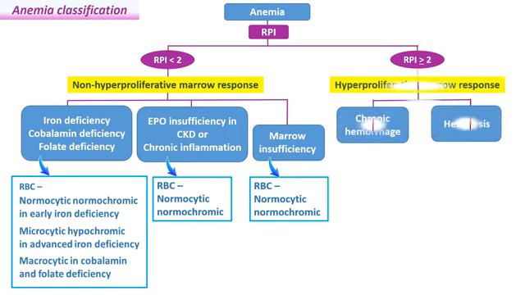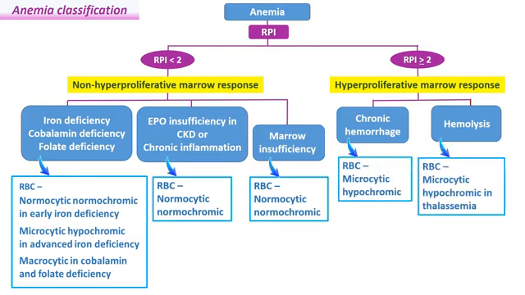Now come to RPI 2 or more. This is the hyperproliferative marrow response. Under this setting, there are two important items: chronic hemorrhage and hemolysis. What is the RBC pattern? In chronic hemorrhage, it is microcytic hypochromic RBC. It is like the picture of the severe iron deficiency pattern.